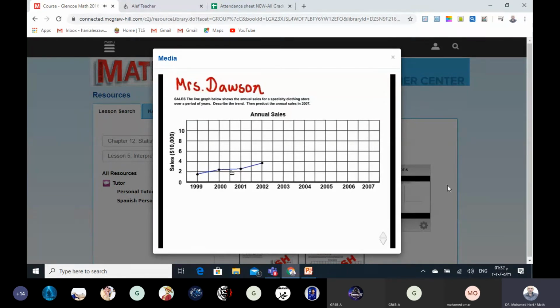If we'd like to predict the annual sales in the year 2007, we'll follow the trend from those first 4 years, and it seems that the annual sales in 2007 would hit about here and be approximately $70,000.